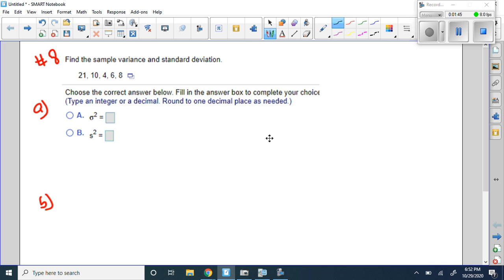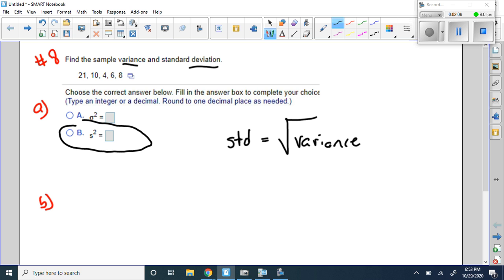So what we have to understand is the square root of the variance is the standard deviation, okay? So we've got sample variance and then standard deviation. The square root of the variance is the standard deviation, okay? All right, so you've got to understand that. So we're going to select B, all right? B is going to be our choice. Well, I guess I could have just selected it like this. So B is our choice because we're in a sample. The A would be the population variance, okay?